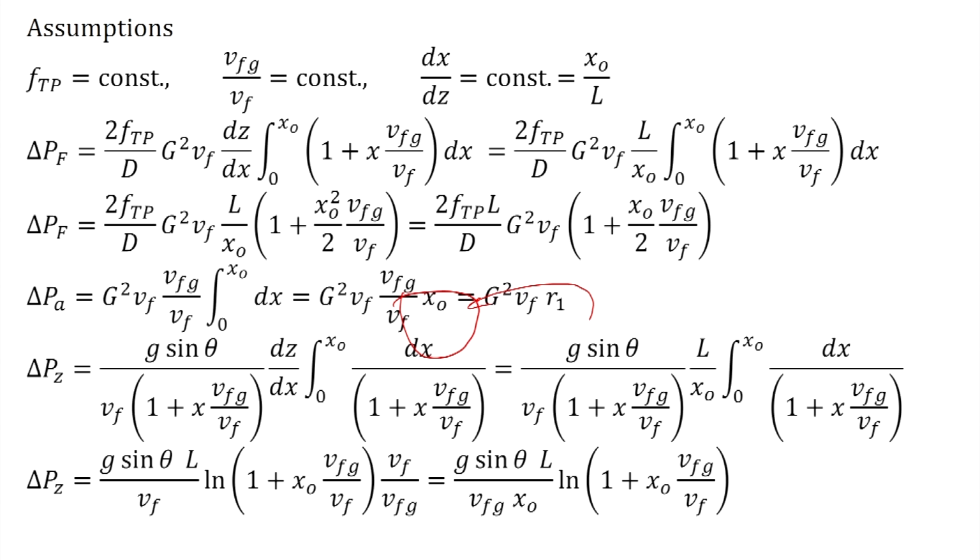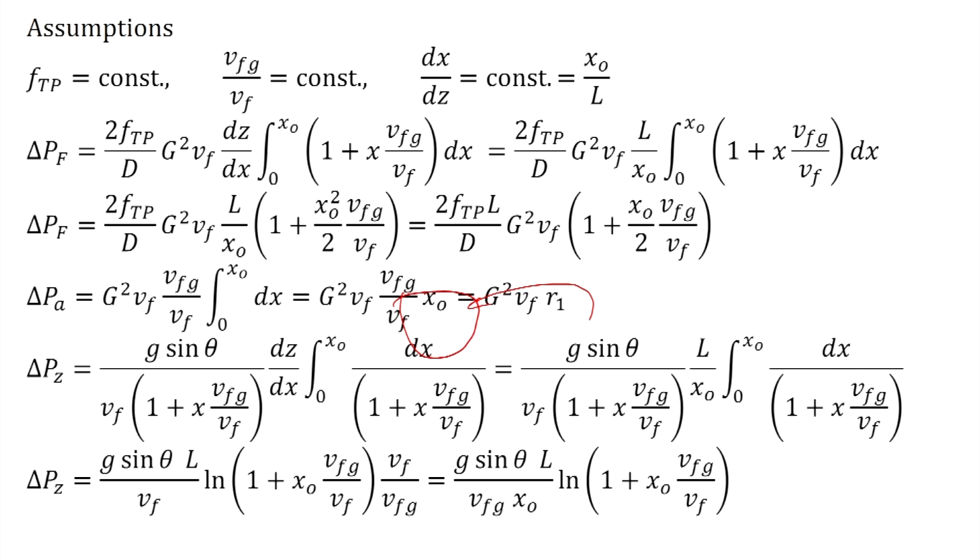So, after substituting, we get delta Pf is equal to dz by dx, which will come out of the integral sign because it is constant, and then we have the integral from 0 to x naught of 1 plus x Vfg by Vf dx. And after integration, we get 2 f TP L upon d, G square Vf, bracket 1 plus x naught by 2 Vfg by Vf.